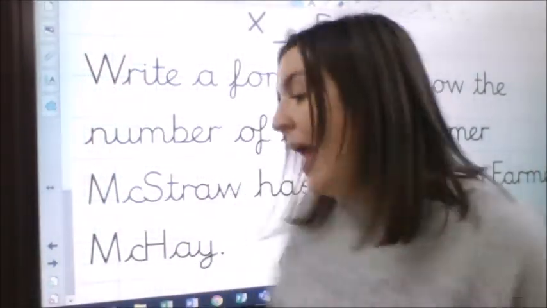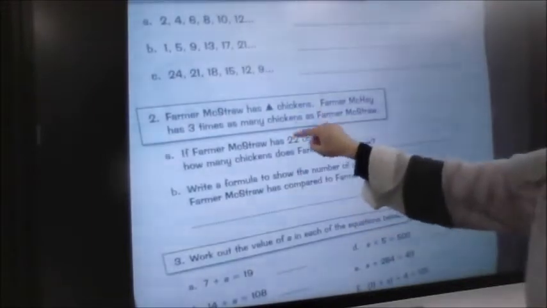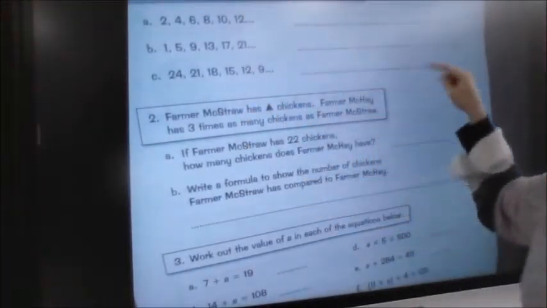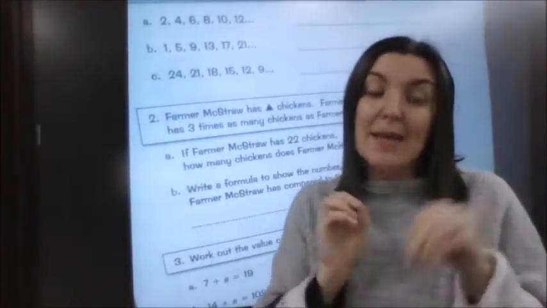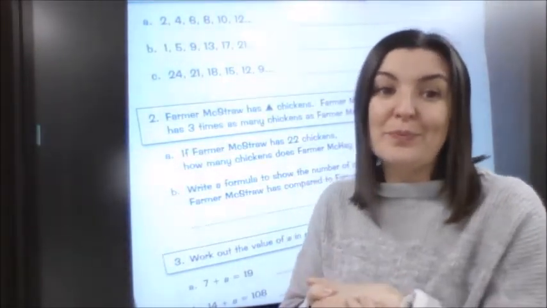So have a look at question 2 now. It's really similar to that one we've been through together. And you can work out, so this time Farmer McKay has 3 times as many. So it's really similar. So you can use what we've just done together to help you.